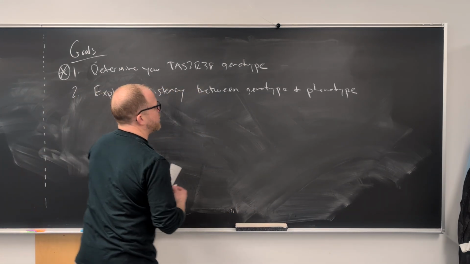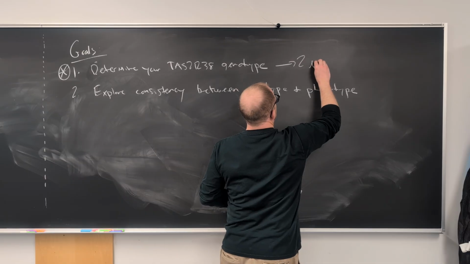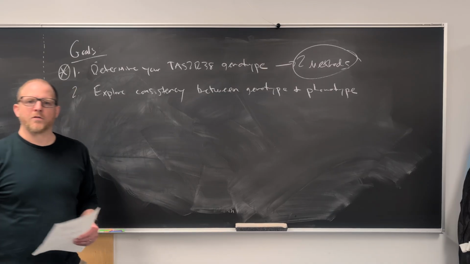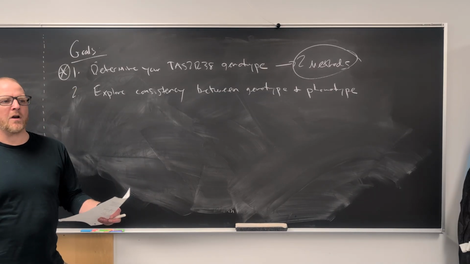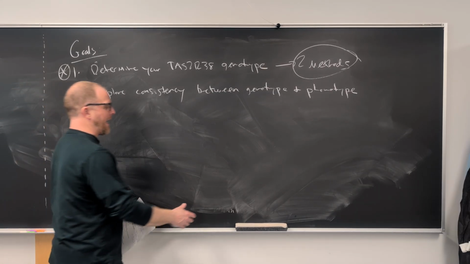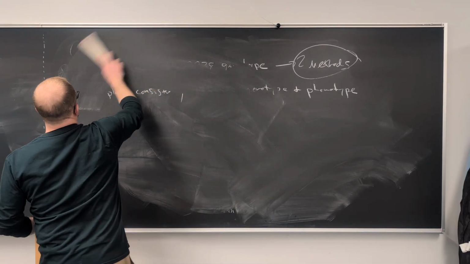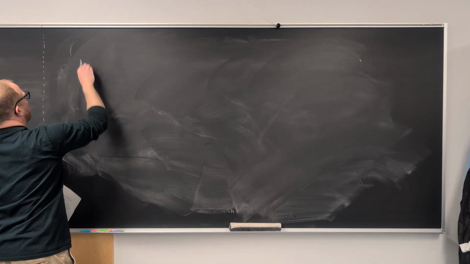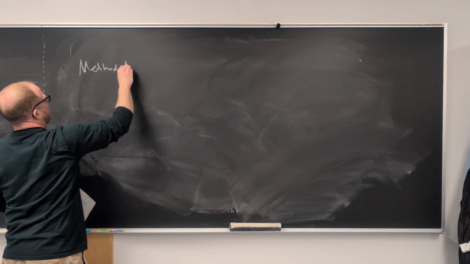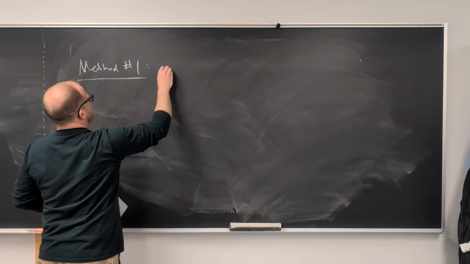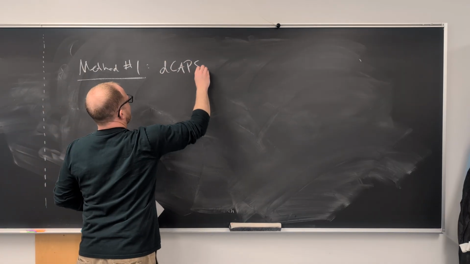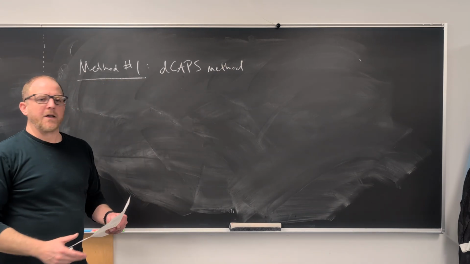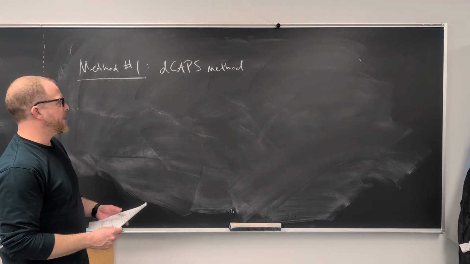We're going to end up using two methods for this. Right now I'm going to work through those two methods and give a broad overview. We'll get into these in more detail when we get into lab, but this way you have an idea of what to expect. So genotype method number 1 is what's known as the D-CAPS method. I'll go over that abbreviation when we get into lab. It's not really important right now.